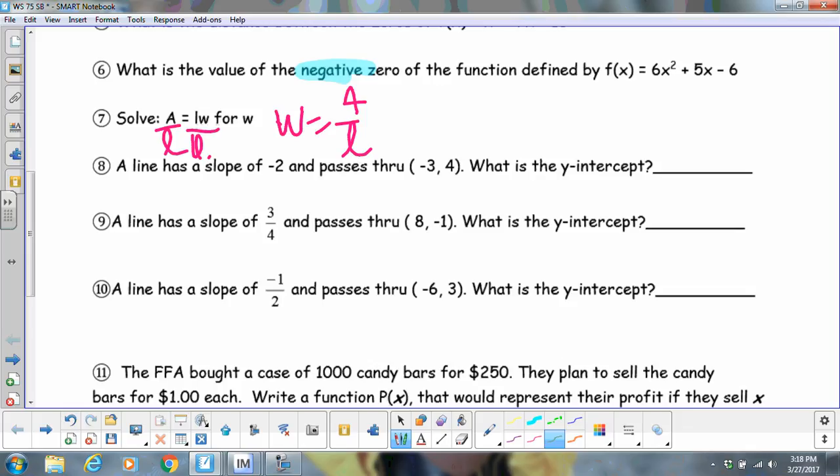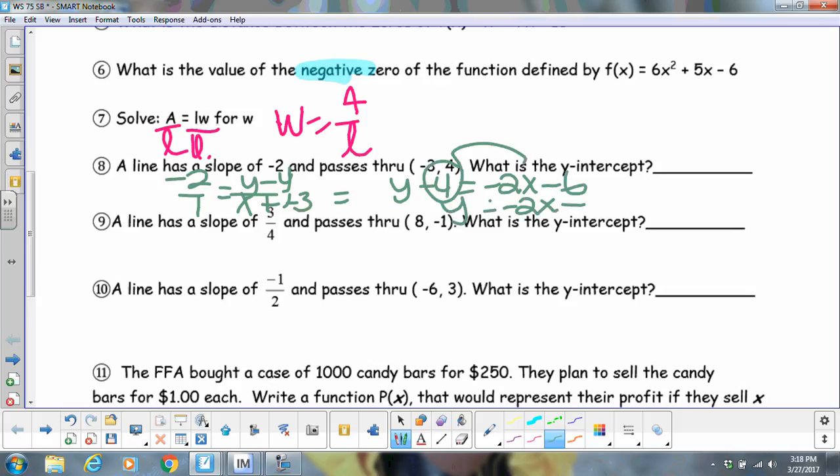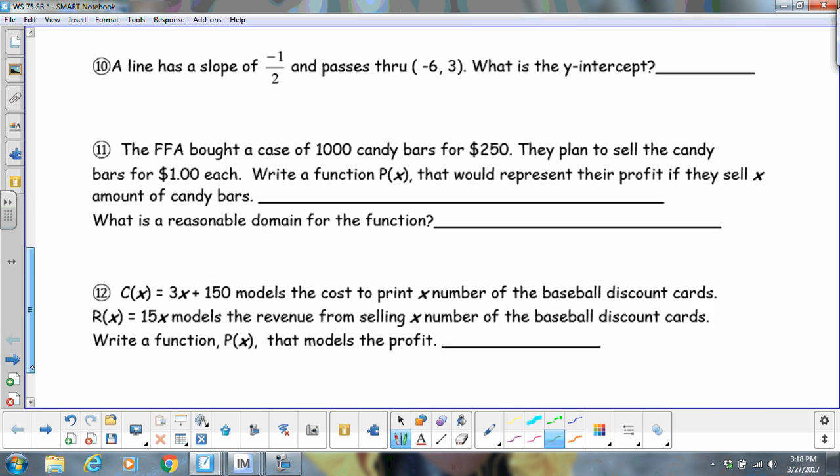Okay, remember we're going to put that in slope-intercept form so that we can just get our y-intercept here. So that's going to be y minus 4 equals negative 2x minus 6, and move your 4. And the end result over here, the negative 2 is your y-intercept. So you'll be doing the same thing for problem 9 and number 10.